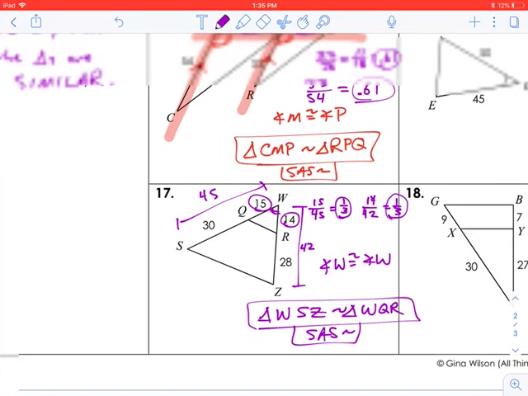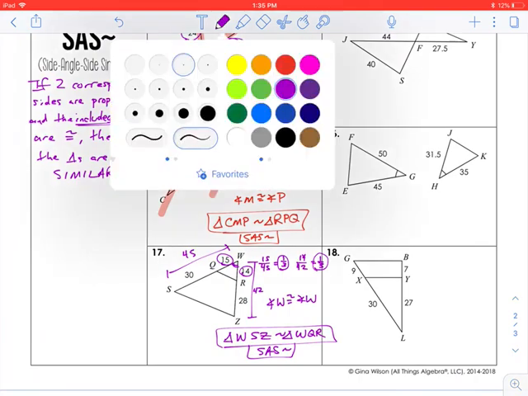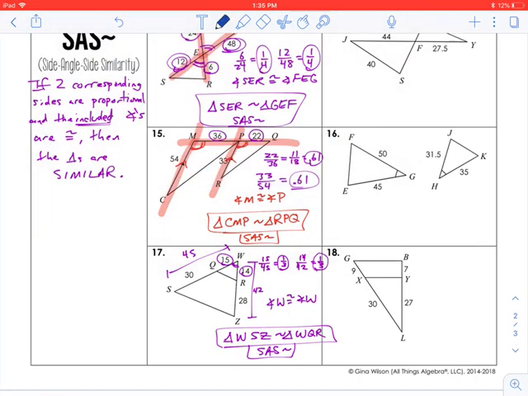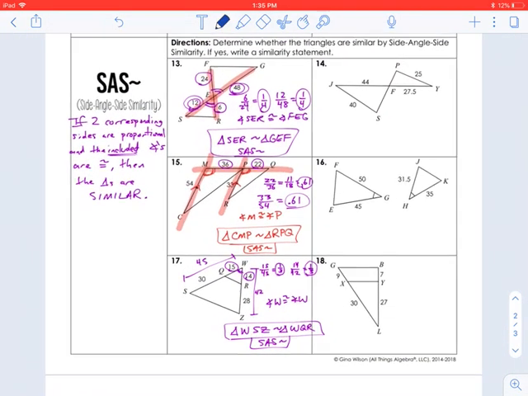And there we go. That is similarity statements, similar triangles. Okay?